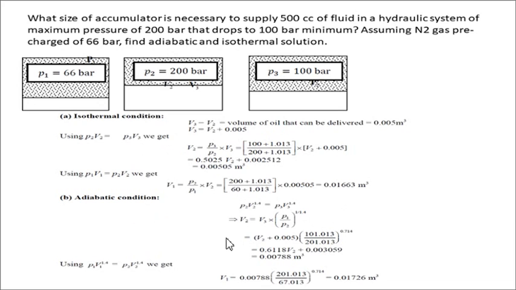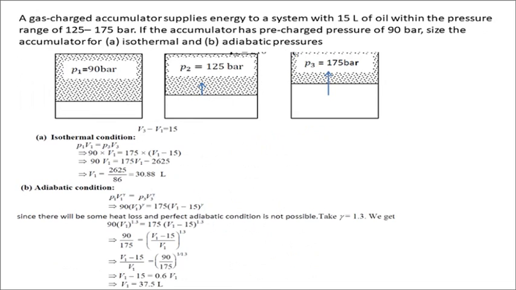In case of the adiabatic condition, we consider P2 V2 raised to 1.4 is equal to P3 V3 raised to 1.4. There you can get the value of V3, and then you can use that value to find the value of V2, and use that value of V2 to find the value of V1, that is nothing but the size of the accumulator. This is also the same example, simply the values are different. So I would request you to find the solution for this problem, or try to understand the solution for the problem which is given here in this slide.